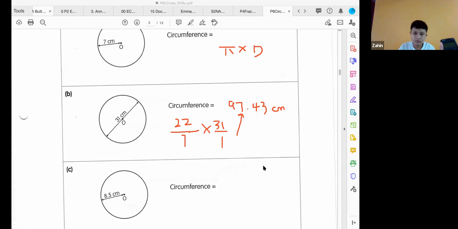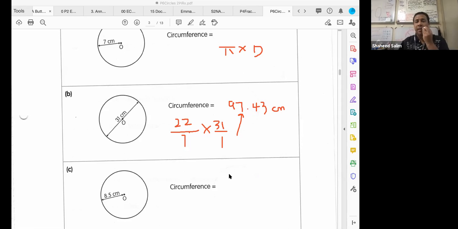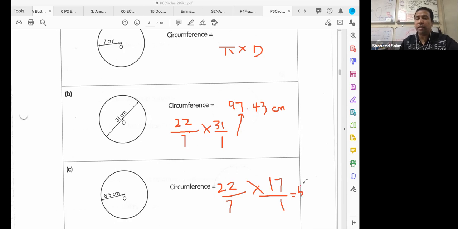Okay, so you take your diameter, pi times D, D is diameter, right? So remember, it's 22 over 7. Do not just times by 8.5, you have to times by 17 because 17 is the diameter. And then you will get the answer, 53.43 or something like that.